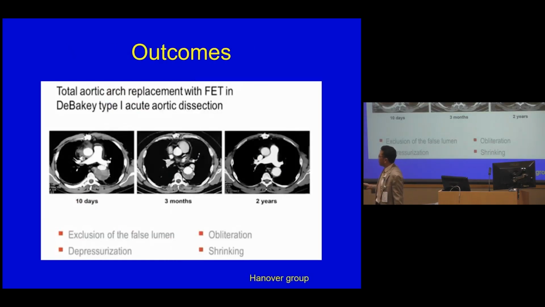So the people who have the most experience with this technique are the Germans in Hanover, with Dr. Bohr's group. And you can see here they describe what happens at different intervals when you follow these patients. Initially, like the patient that I showed earlier, you still see the false lumen. And it's not until the 1 year or 2 year mark that you actually get complete remodeling of the descending thoracic aorta.